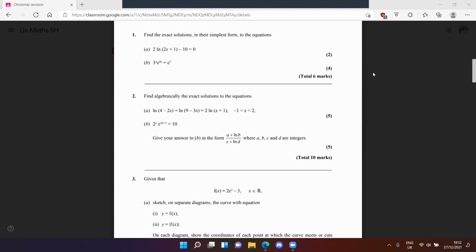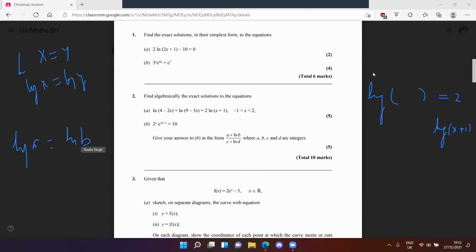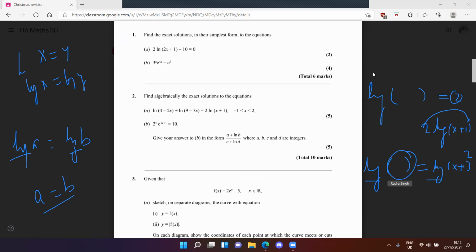So the hint is, whatever you got in the bracket, now you've got 2 log of x plus 1. Just like I told you, if x is equal to y, then you can say log x is equal to log y. Similarly, if log a is equal to log b, then you can write a is equal to b. But here it's 2, so can I write this 2 to the power? Because if you do that, then it would be log of this is equal to log of x plus 1 whole squared. Because there's a log on this side, these two numbers would be the same.